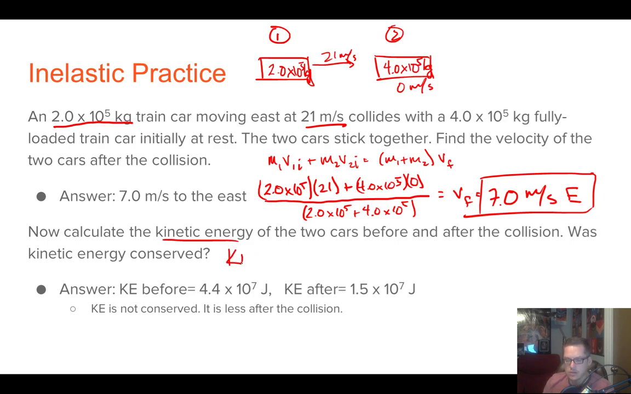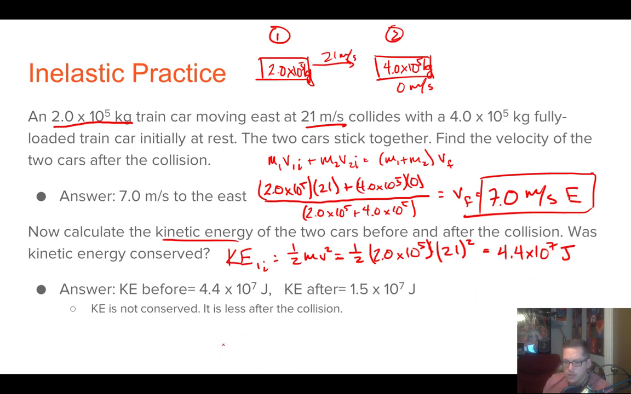All right. The kinetic energy of car 1 initially would be equal to 1/2 mv squared. So 1/2 times the mass, which is 2.0 times 10 to the 5th, times the velocity, which is 21 squared. So the initial kinetic energy would be 0.5 times 2.0 times 10 to the 5th times 21 squared. We get 4.41 times 10 to the 7th, but only 2 sig figs, so 4.4 times 10 to the 7th joules. All right, so that's our initial kinetic energy.